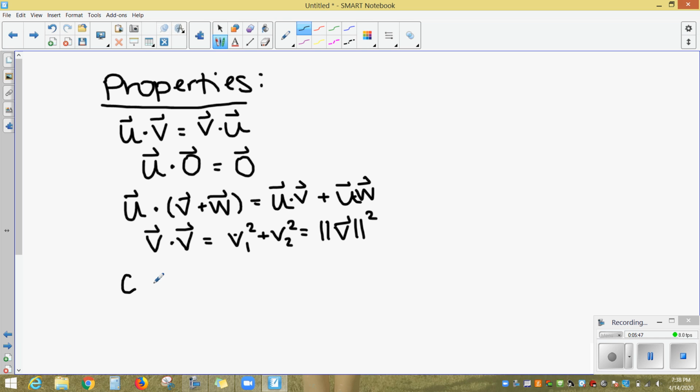Also, if you want to take a scalar times a dot product, you could distribute that c into u first and then take the dot product with v. Or you could take the scalar times v and then take the dot product with u. Okay, and all of those, or you could take the dot product first and then multiply times c, but all of those would be the same.